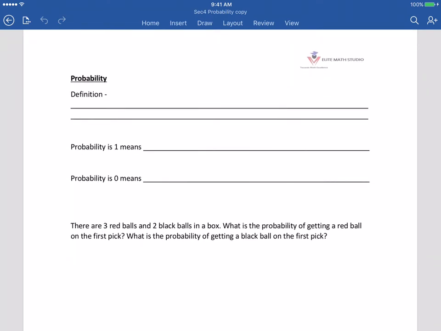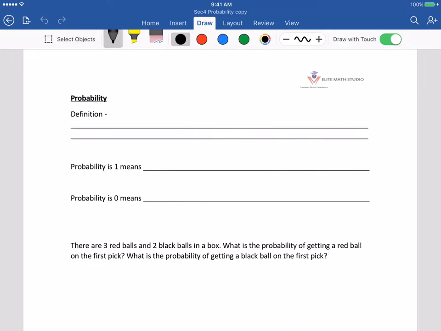So we will first come to probability. What's the definition of probability? Probability is actually the chances that a certain event will happen. So the definition: the chances that an event will happen.